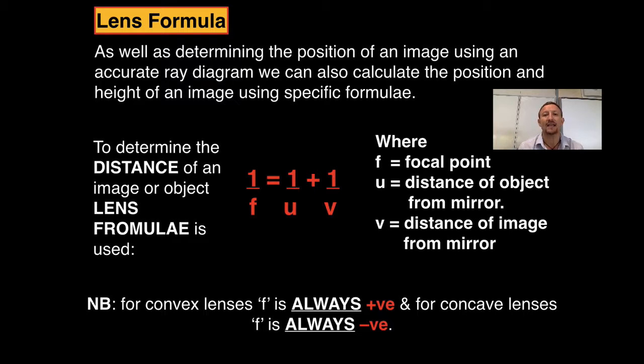Okay, now the key thing to understand is the note down the bottom. This is the one that you're going to have to remember: for a convex lens, f is always positive, and for a concave lens, f is always negative. Noting that convex lenses produce real images and concave lenses produce virtual images. Okay, the negative being virtual in this case.